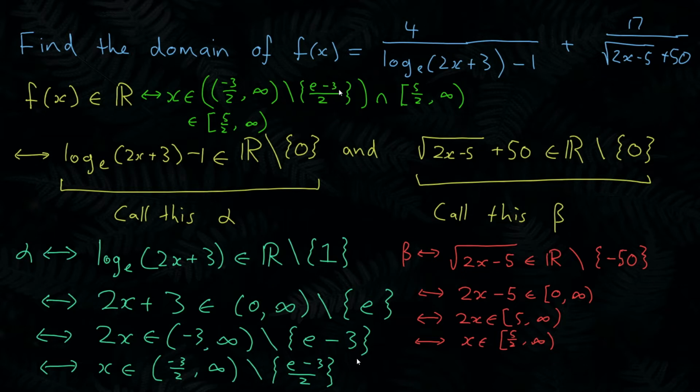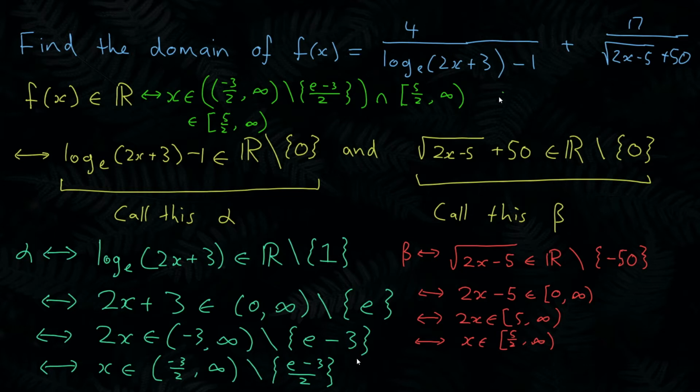And the reason we don't need to delete this point is because e minus 3 is negative, right? E is approximately 2.71. The numerator is negative, and therefore this point is negative. And this interval contains no negative numbers. So deleting this point has absolutely no effect. Long story short, I think drawing a diagram is probably the best way to simplify these kinds of expressions, but feel free to use whatever approach you're most comfortable with.